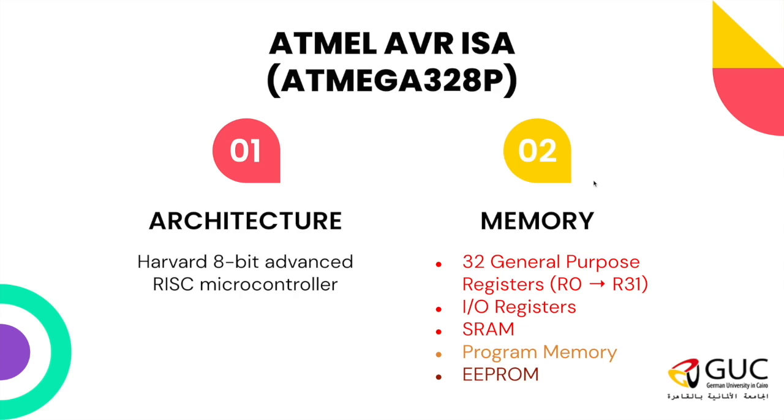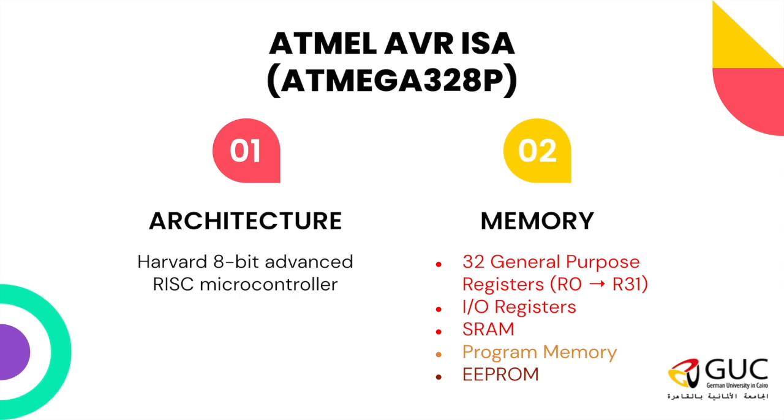Let's move on to the memory of the AVR Instruction Set Architecture. First of all, as I told you before, it is based on the Harvard, or to be more precise, the modified Harvard architecture. So we have a memory for the program and a memory for the data. Let's talk about the data. We have 32 general purpose registers, called the GPRs, from R0 to R31.